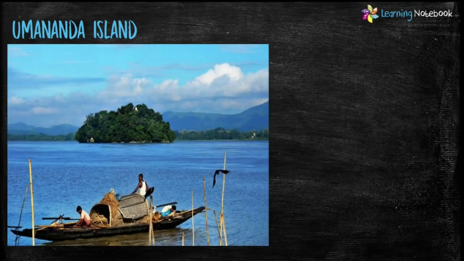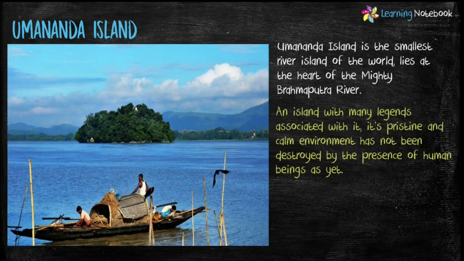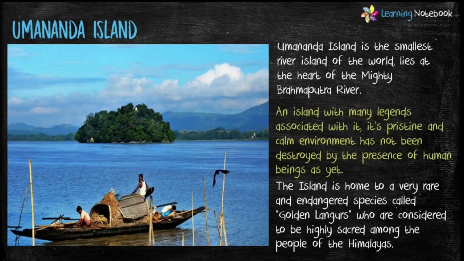Next famous place of Assam is Umananda Island. Umananda Island is the smallest river island of the world and it lies at the heart of Brahmaputra River. This island is home to a very rare and endangered species called golden langurs, who are considered to be highly sacred among the people of the Himalayas.